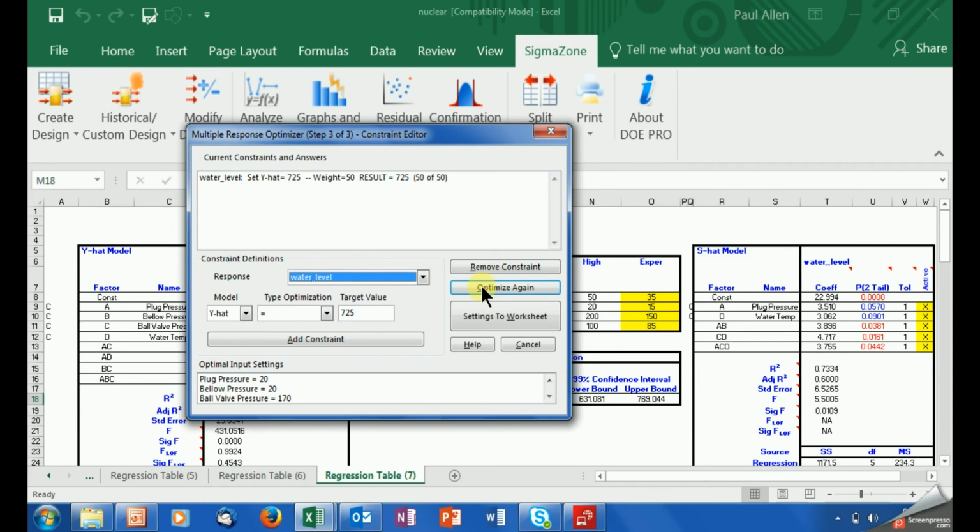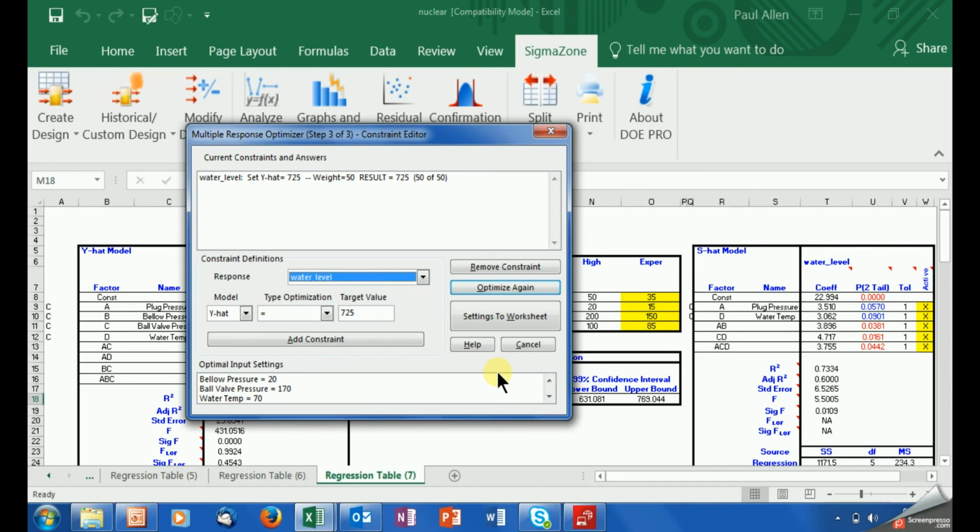Okay, now the computer's gone away. It's given itself 50 out of 50, and when it does that, what it's basically telling you is, yeah, I can hit 725. It's telling me down here, look, plug pressure 20, bellow pressure 20, ball valve pressure 170, and water temperature 70. Now, if for some reason you don't like that, you can press optimize again, and it'll come up with a different set of values. Press optimize again, it'll come up with a different set of values.